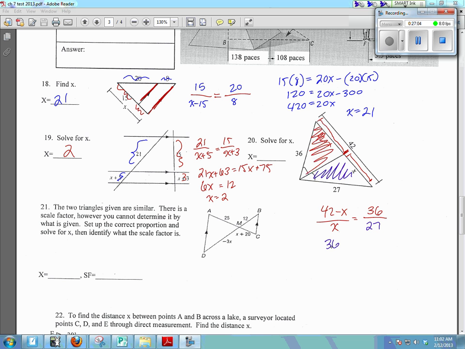Cross multiply, I get 36x is equal to 1134 minus 27x. I'll add 27x to both sides and get 63x is equal to 1134. Divide by 63, x ends up being 18. So this here is 18.